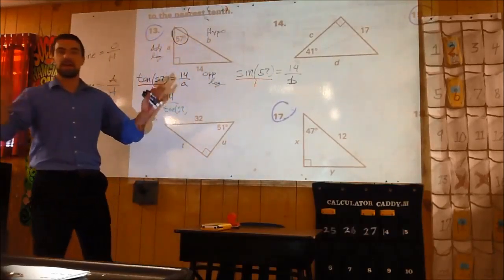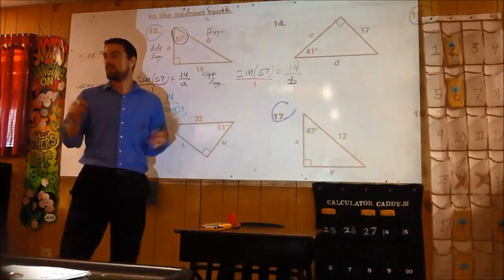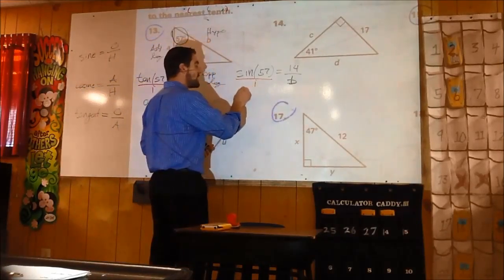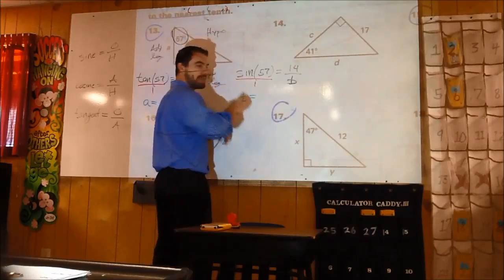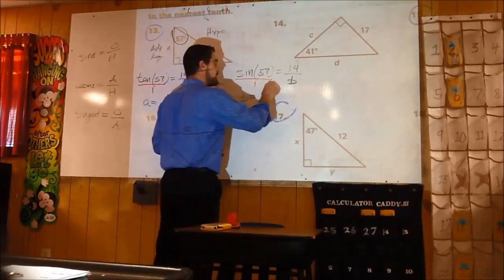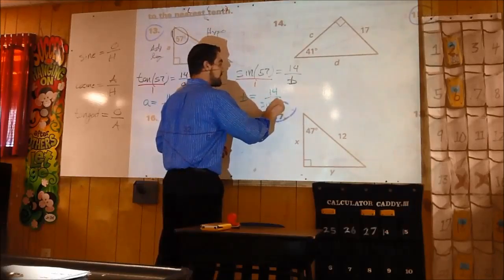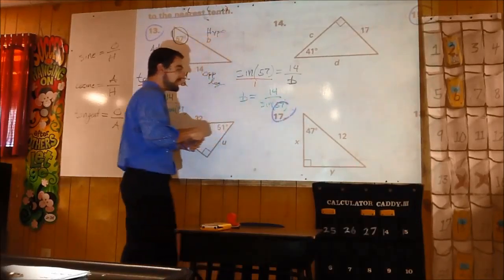Doesn't matter what it is. Sine, cosine, tangent. Put the trig function over 1. Now it looks like a proportion. And do the cross product. When you take this cross product and then you divide and you get the variable by itself, eventually you're going to get that B is equal to 14 divided by the sine of 57.